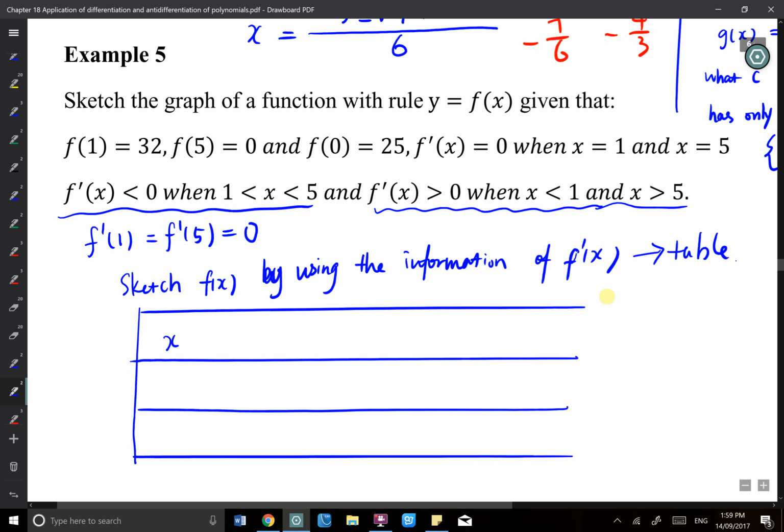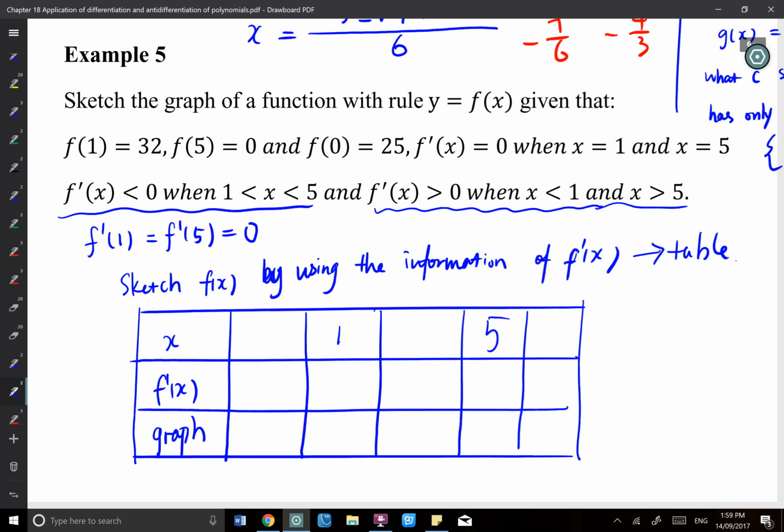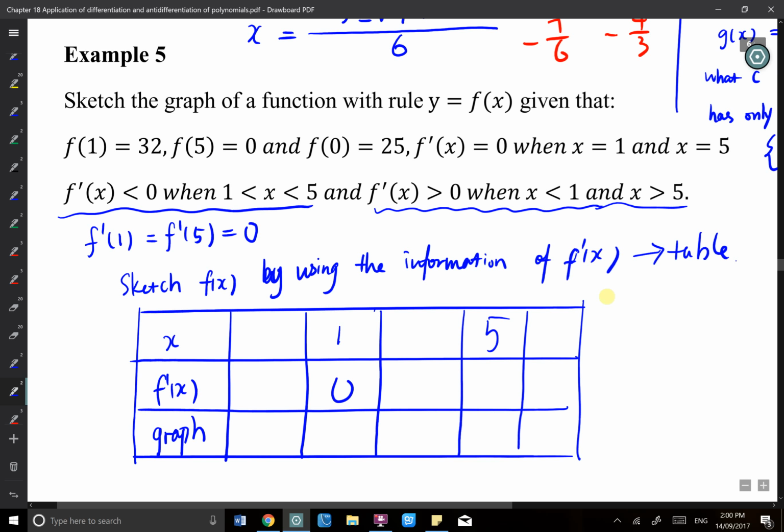So I have x, f dash x, and the graph. First empty, second one you have 1, empty, have 5, and that. Okay, why do I put 1 and 5 there? Because 1 and 5 are the stationary points. Agree? Because f dash x is 0. I know f dash x is 0 at 1 and 5. So 0 and 0.